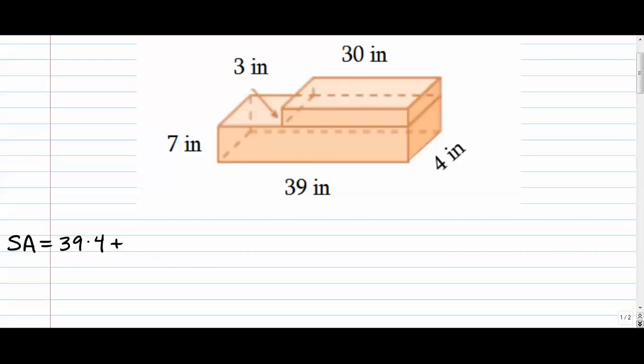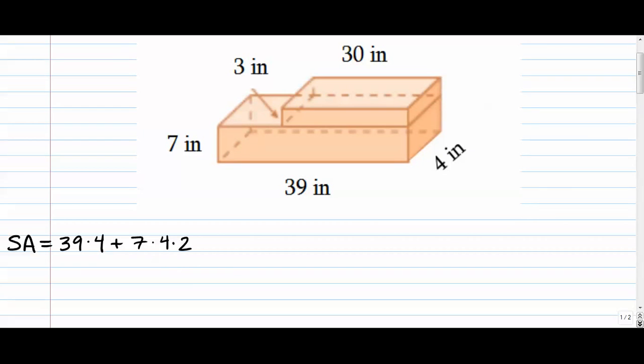Plus, next up, let's move to this over here. We've got ourselves a panel over here on the left. And that is 7 times 4. But there are two of those. There's one over here that's identical to it. So you can either add another 7 times 4, or what I do is just multiply by 2.